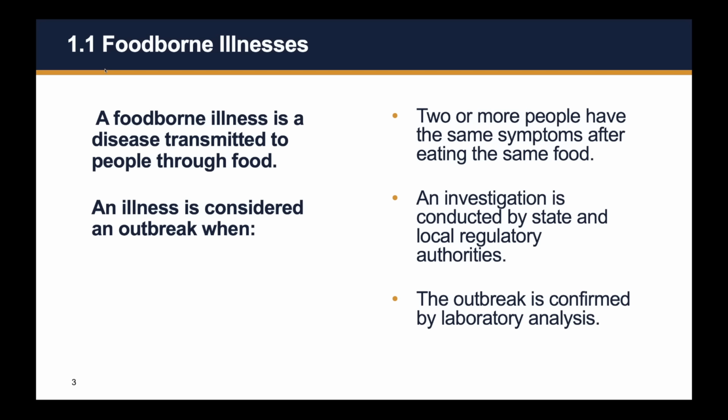And so I want you to pay attention to this one, okay? An illness is considered an outbreak when 2 or more people have the same symptoms after eating the same food. 2 people get sick, they go to the hospital. I did not know this, but I found this out recently when I was in the hospital due to food poisoning. But the hospital has no obligation to report it. It is the consumer who has to report that they got sick, went to the hospital. They need to report it to the health department.